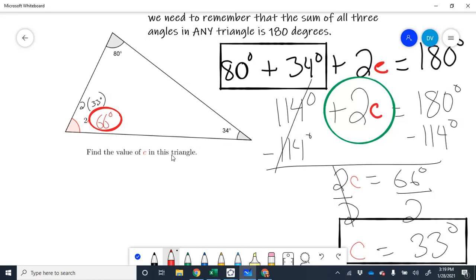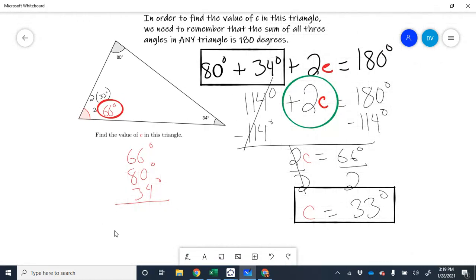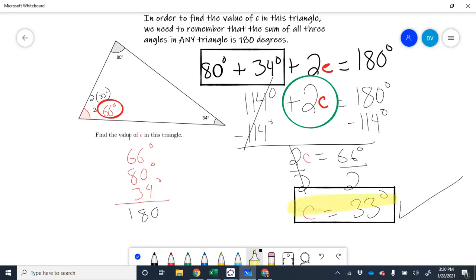Let's see if we can add up the 66 degrees plus the 80 degrees plus the 34 degree angle. And if we add those, if this is correct, we should end up getting 180. Well, 6 plus 4 is 10. And if we carry the 1, 6 and 1 is 7, 7 and 8 is 15, and 15 plus 3 is 18. So that does add up. And that means our answer is correct. The correct answer here, C equals 33 degrees.